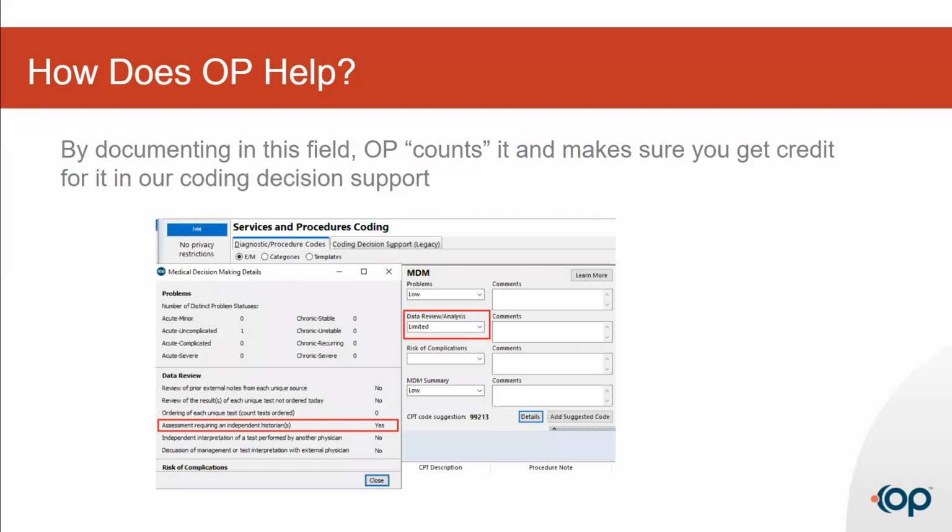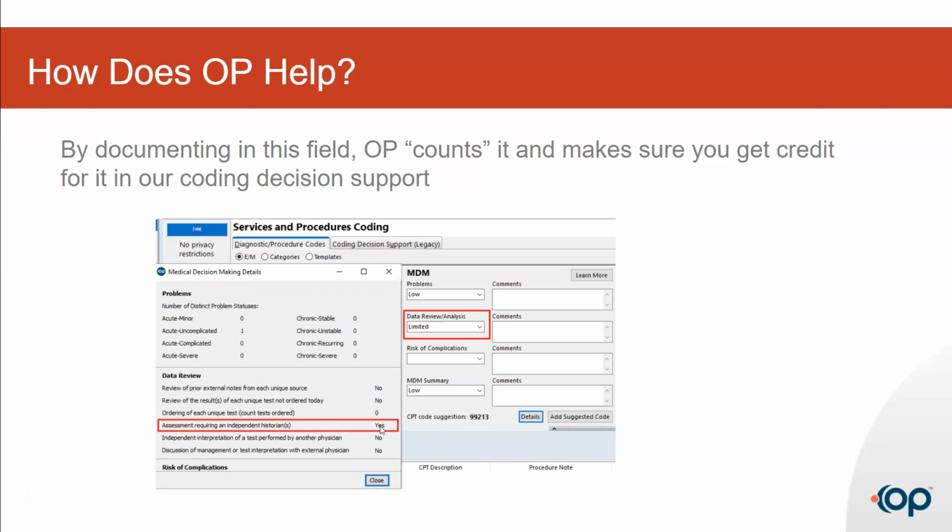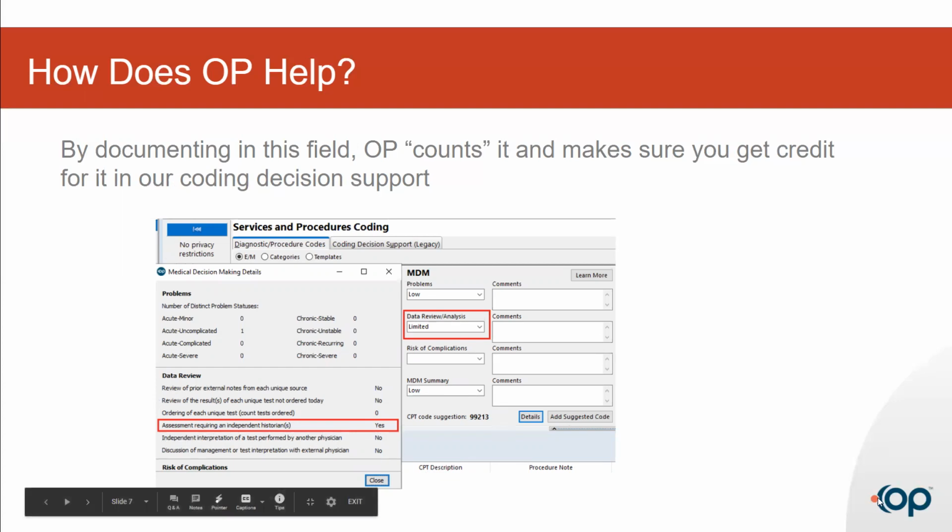But by documenting in that field, OP will count it and make sure you get credit for it in our coding decision support. So after you fill in that field, when you go to coding decision support, you will notice that the assessment requiring an independent historian is yes, which gives you a data reviewed limited or a level 3 visit just because you used the independent historian.